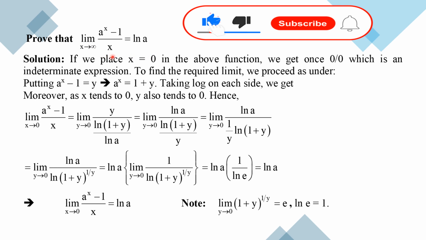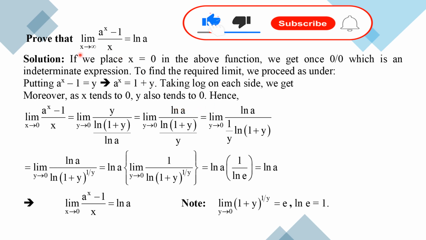If we apply the limit x tends to 0, a power 0 is 1, 1 minus 1 is 0, so we will have 0 upon 0 form, which is an indeterminate expression. To find the required limit, proceed as under: a power x minus 1, we write it is equal to y. Then a power x is 1 plus y. Taking log on each side, we will get, moreover, as x tends to 0, y also tends to 0.